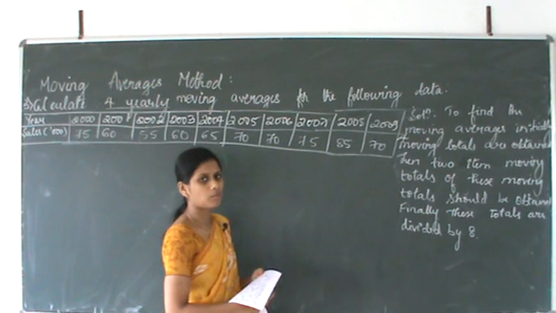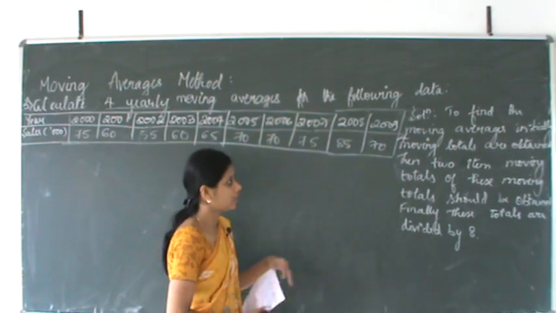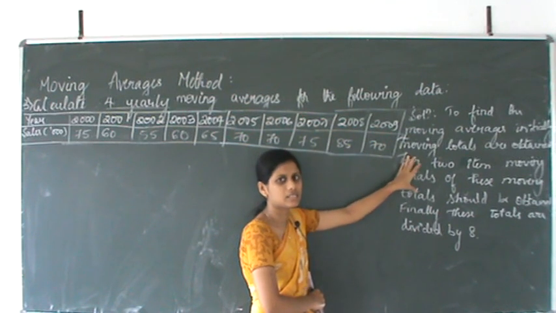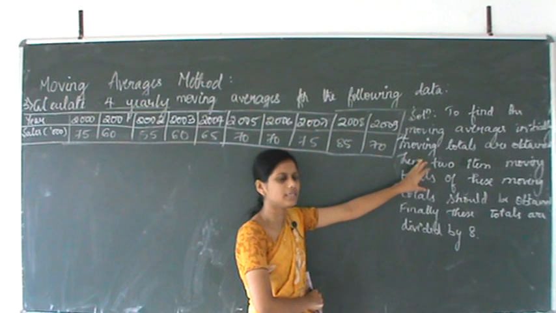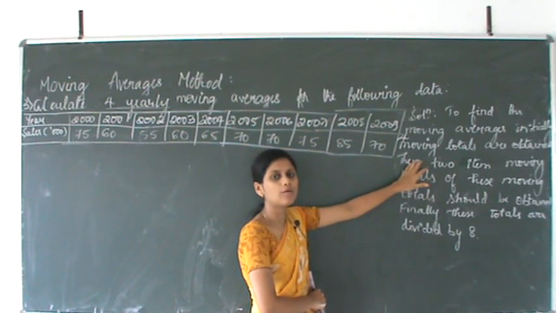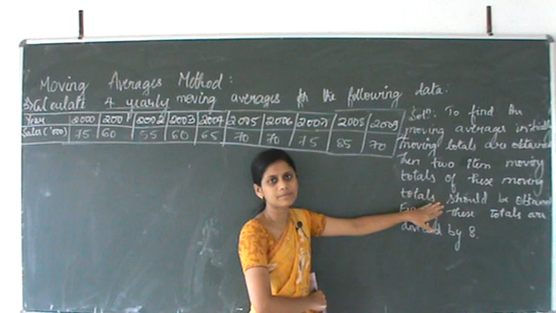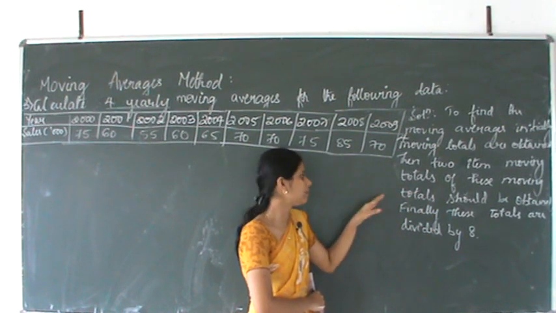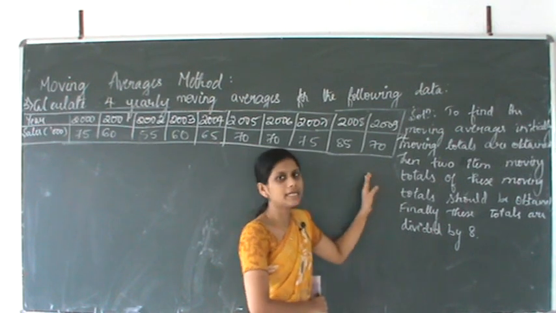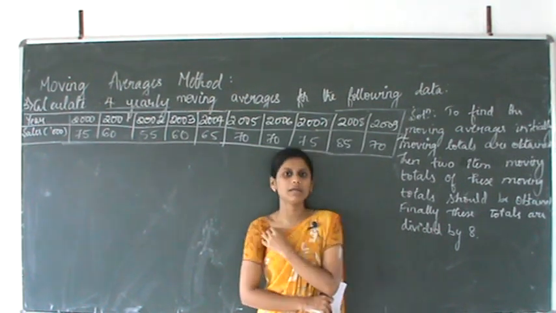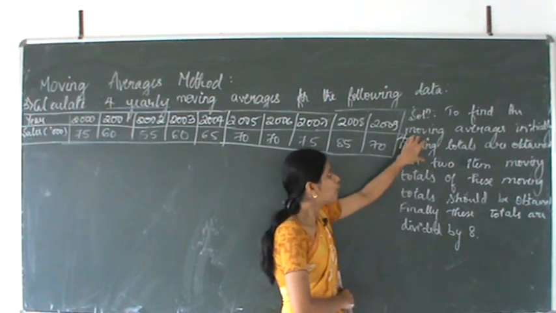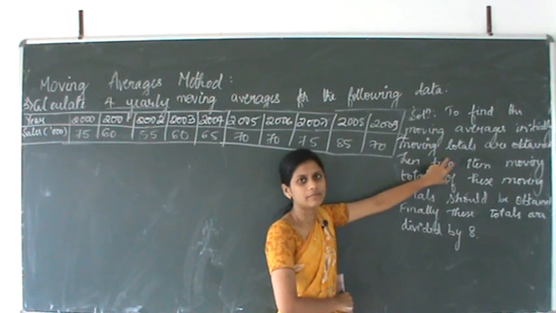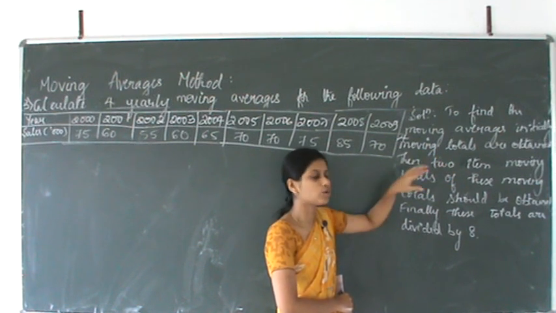So in the previous problems, what we did is first obtain the moving totals for the specified number of years. If it is 3 yearly, 3 years moving total. If it is 5 yearly, 5 yearly moving totals will be obtained. Then whatever totals are there will be divided by the specified number of years. If it is 3 years, divided by 3. If it is 5 years, then divided by 5. But here a slight variation is there. As it is an even number of years, first 4 yearly moving totals will be obtained. Then the next column will be the total of 2 items of the previous column.